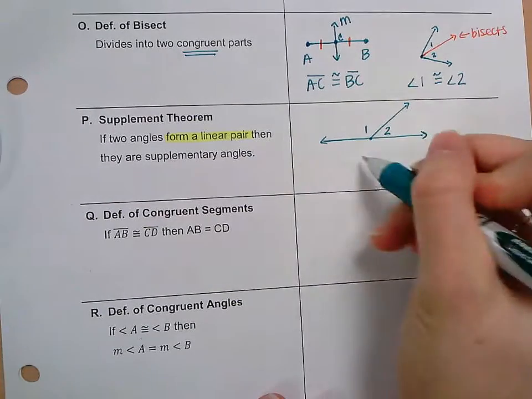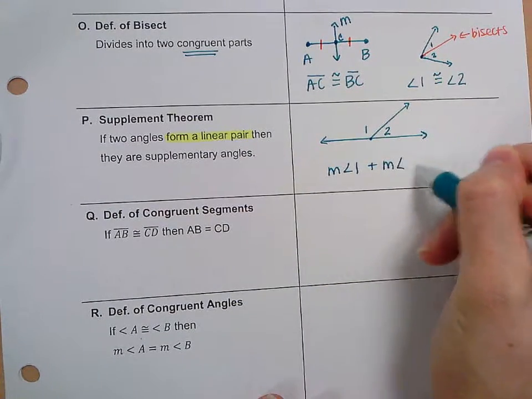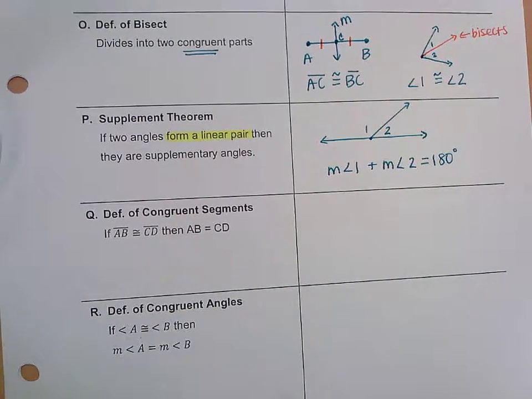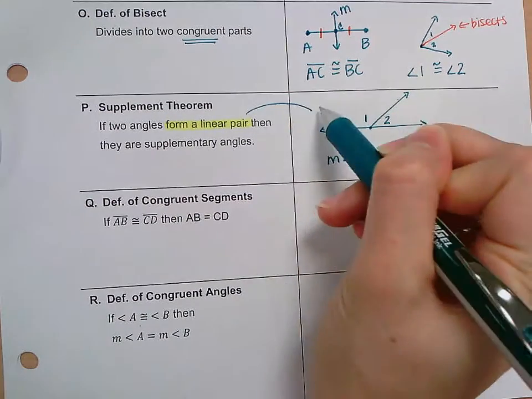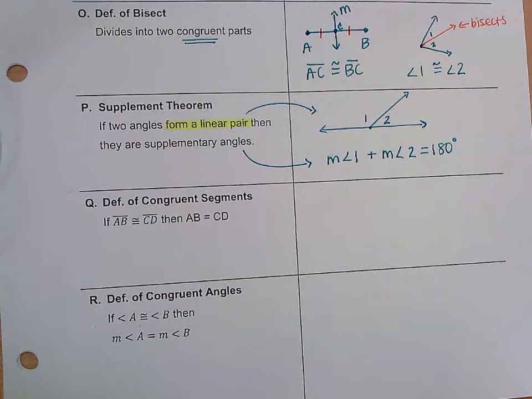So the conclusion then is the measure of angle 1 plus the measure of angle 2 should equal 180 degrees. So this is what it means to be a linear pair. This then is the conclusion. They're supplementary, they would add to 180 degrees.